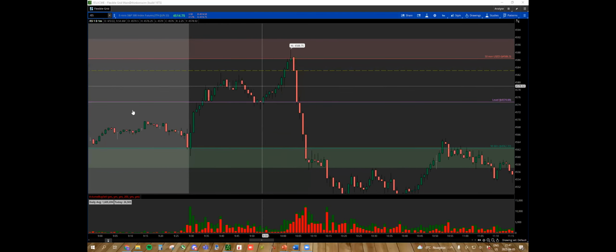But basically, the whole point of that is to try not to go long when the market is extended like that. Obviously, that was a huge move on the upside.